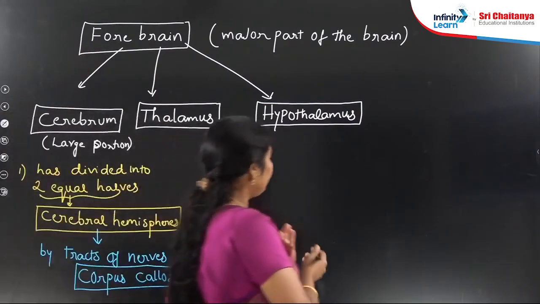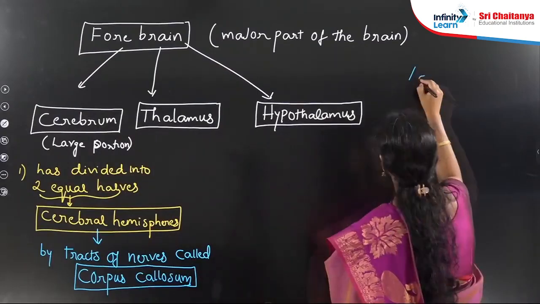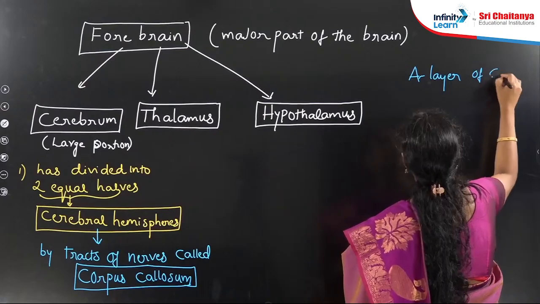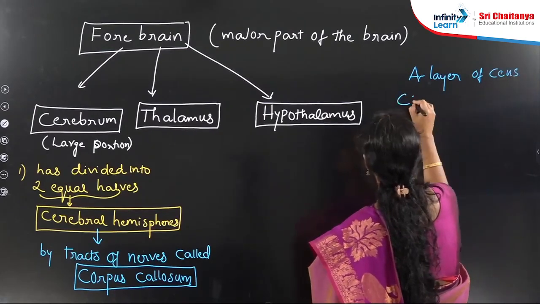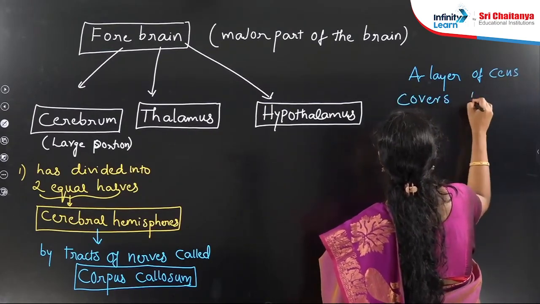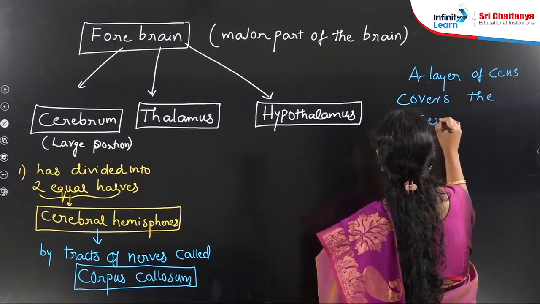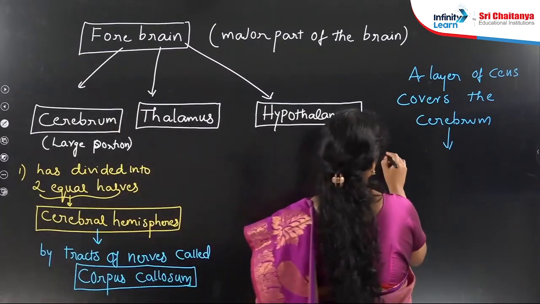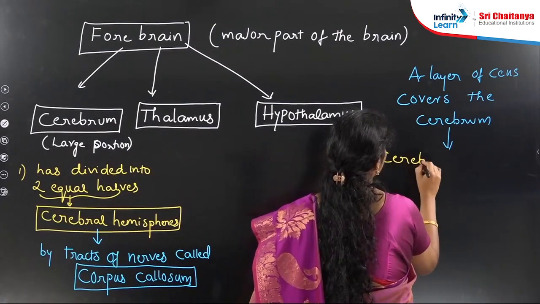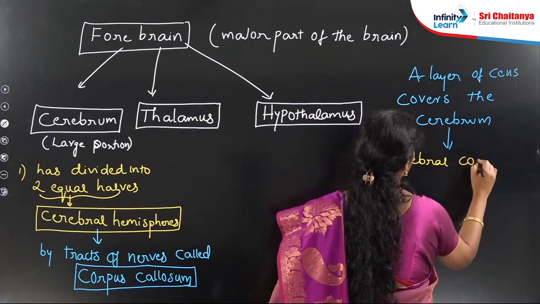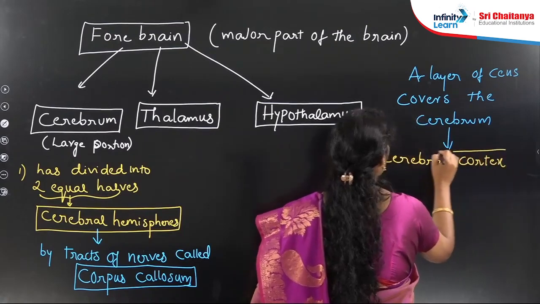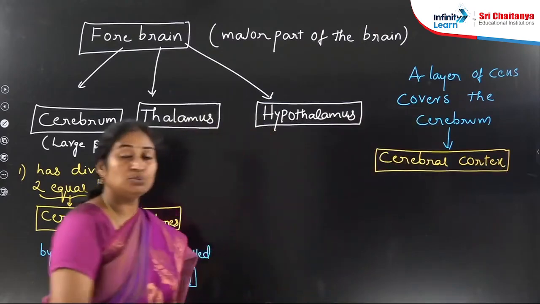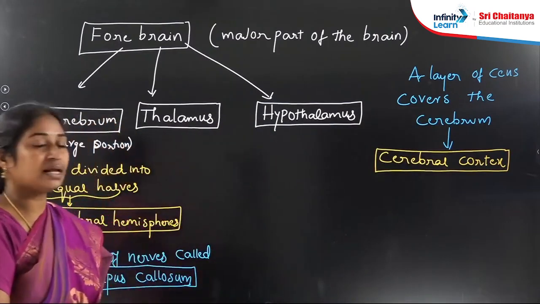Next, under the cerebrum, a layer of cells covers the cerebrum, called the cerebral cortex. So what is the cerebral cortex? The cerebral cortex is nothing but a layer of cells which covers the cerebrum. It is known as the cerebral cortex.